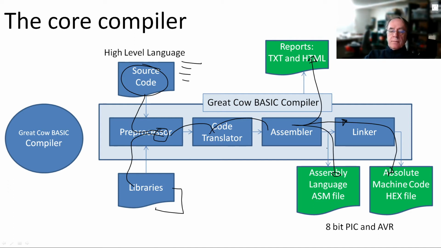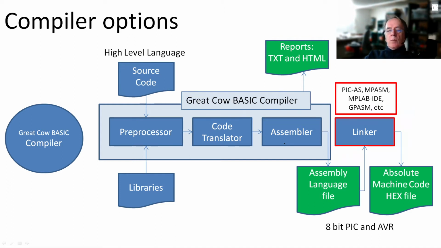Well, what happens if you didn't want to use that, or you wanted to validate what's going on? Well, you can easily cut off the operation of the compiler after the assembler. It still does all its normal work. It will output an assembly file, and then you can push it into your own linker. Linkers like PICAS, MPASM, MPLab IDE, GPASM, and it will then generate a hex file. And I'm going to show you some of this tomorrow in the alternative assembly tools.